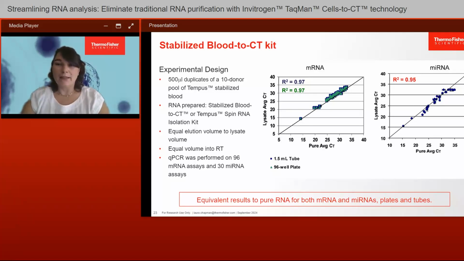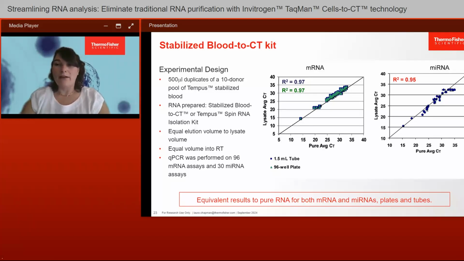And then by looking at the line between the x-axis and the y-axis, we show that the purified RNA and the lysates perform equivalently well. So you would be able to process the lysates and get the same answer that you would expect to get from the purified RNA. And the R squared is indicated in the blue and green for both the plate and tube versions in that graph. So they both provide an R squared of 0.97 as compared to the purified RNA.